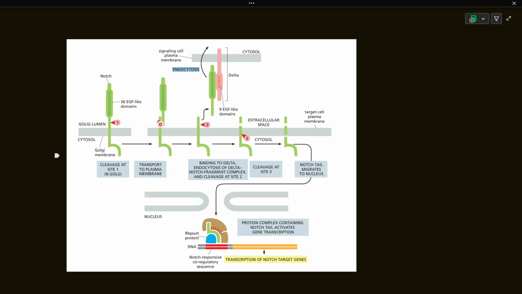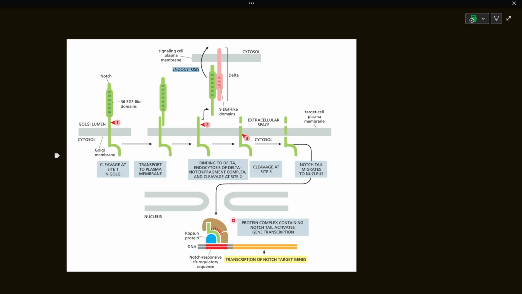So see, here is the second proteolytic site, but it was hidden due to this particular domain. And once this domain binds to the delta receptor, this site will be exposed, which will be cleaved by some extracellular protease. So the extracellular part will be separated, and on the intracellular part, the cytoplasmic tail will be cleaved off, and this cytoplasmic tail is going to migrate to the nucleus, and it is going to do its downstream job.